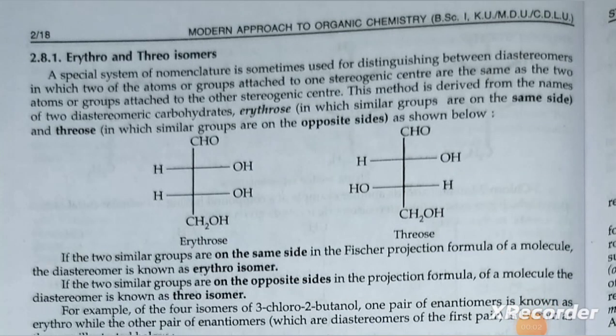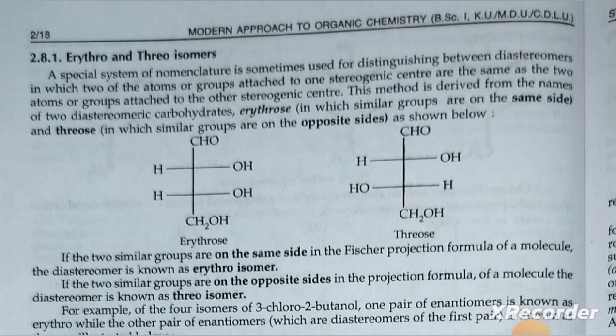Hetero and stereo isomers. A special system of nomenclature is sometimes used to distinguish between diastereomers in which two of the atoms or groups attached to one stereogenic center are the same as the two atoms or groups attached to the other stereogenic center. This method is derived from the names of two diastereomeric carbohydrates, erythrose, in which two similar groups are on the same side, and threose, in which similar groups are on opposite sides, as shown below.